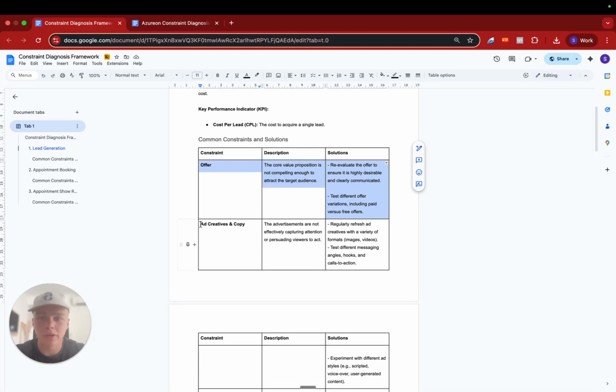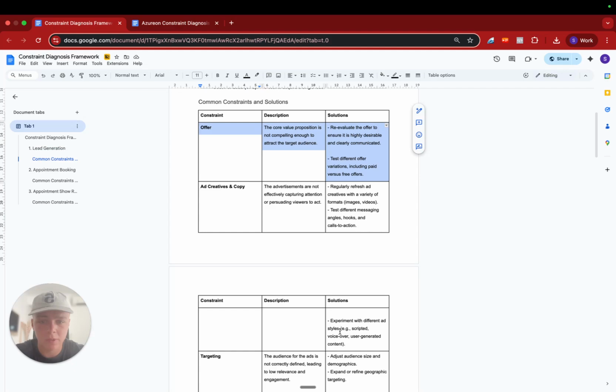Next, creatives and copy. The advertisements are not effectively capturing enough attention to get the amount of leads coming in. We refresh ads daily. Make sure you're testing different messaging angles, hooks, and calls to action. Especially now, being October, you would have seen the new Andromeda update. If you haven't, go and watch the update video that I made. It goes over the importance of testing different messaging. Experiment with different ad styles.